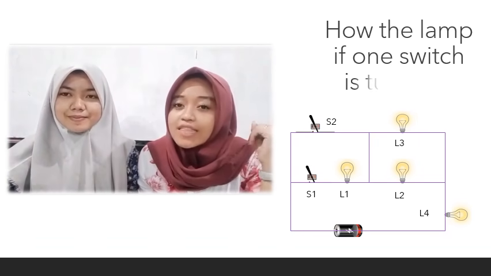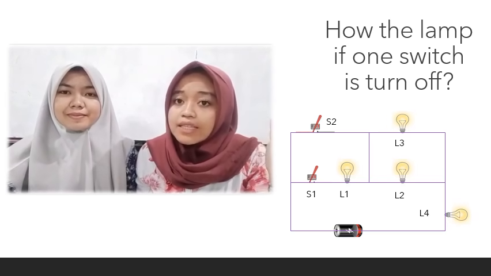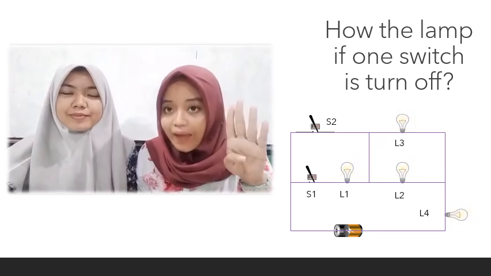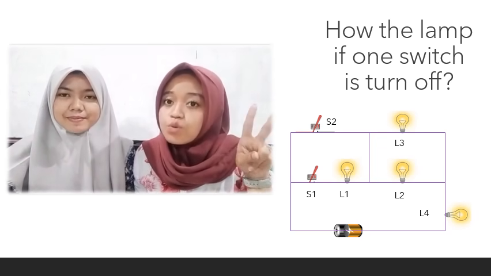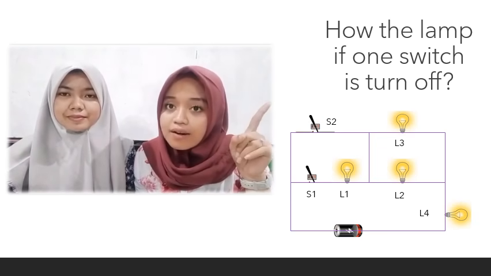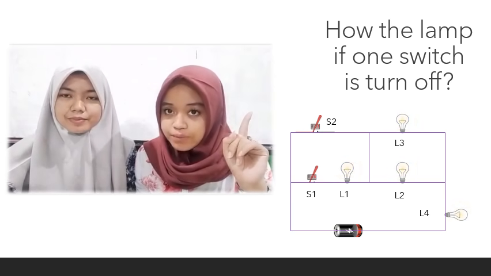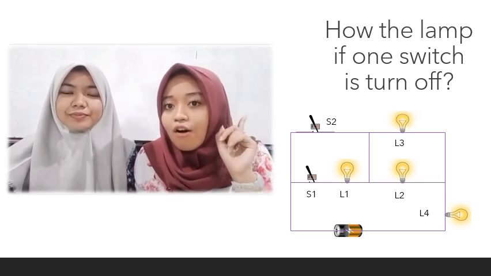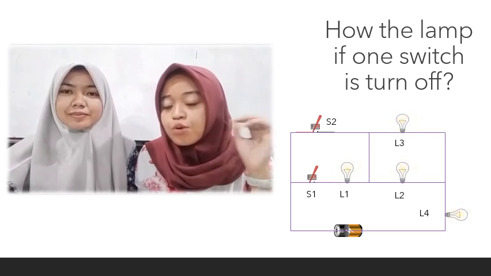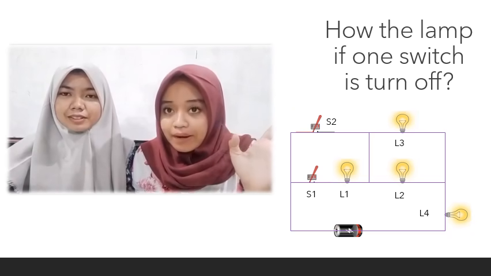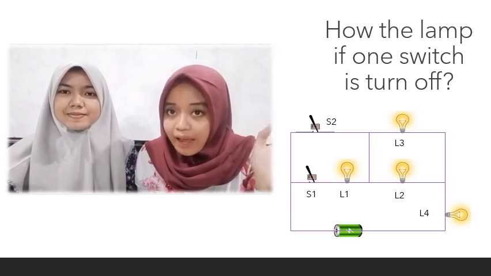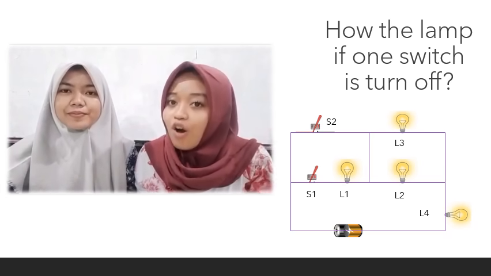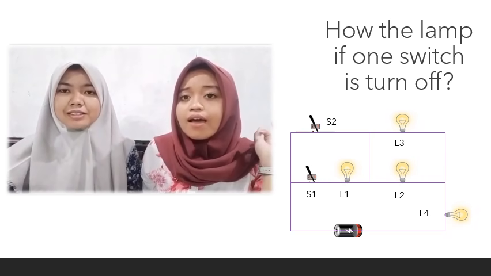We have one circuit. Look at this picture. The components of the circuit are 4 lamps, 2 switches, and 1 electric source. When switch 1 is on and switch 2 is off, what happens to the lamps? How many lamps are still on and how many lamps are off?